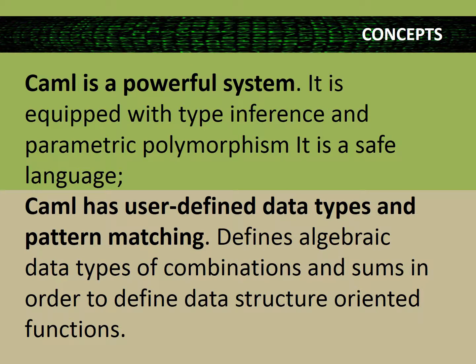Here I will introduce the concepts which make Caml secure, unique, and versatile. First, Caml is a powerful type system. It is equipped with type inference and parametric polymorphism. This allows type-generic operations on collections of objects independently. Type inference further allows executing such operations without explicitly providing the data types of parameters and results. Secondly, it has user-defined data types and pattern matching. Algebraic data types of combinations and sums can be defined. Data structure-oriented functions can then be defined using pattern matching.